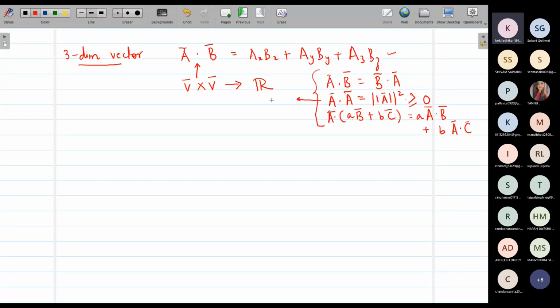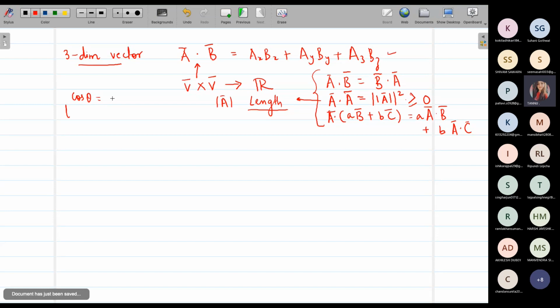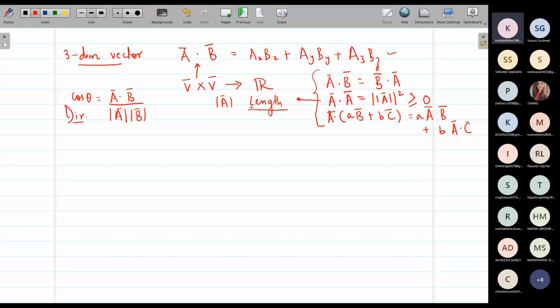This allows us, of course, to have an idea of length, because the way you said, it is the magnitude of the vector. Several times we only write it this way, and it's absolutely fine here. But it also gives us direction. If I want to find the direction between two vectors, cos theta, how do I define that? A dot B divided by magnitude of A and magnitude of B. So we have direction coming in, length coming in.